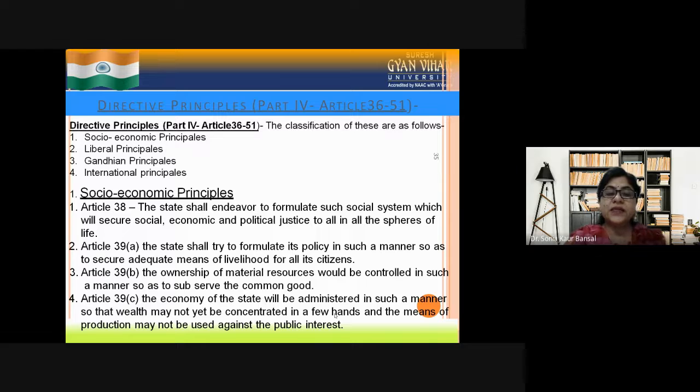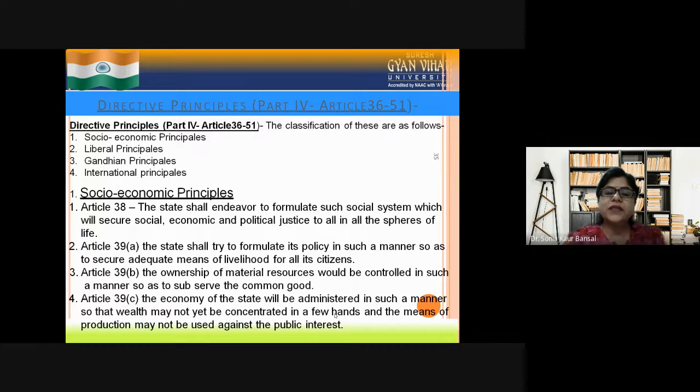Then Article 39A is that the state shall try to formulate its policy in such a manner so as to secure adequate means of livelihood for all its citizens. So nowadays you can see that there is a lot of problem related to unemployment. But this is also included in the directive principles for the state governments, that they must create and secure adequate means of livelihood for the citizens.